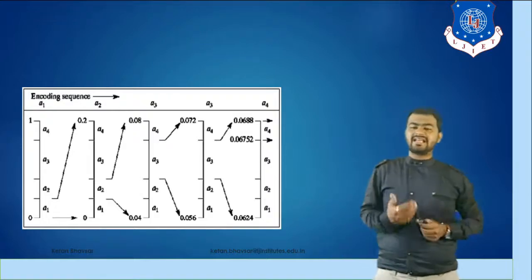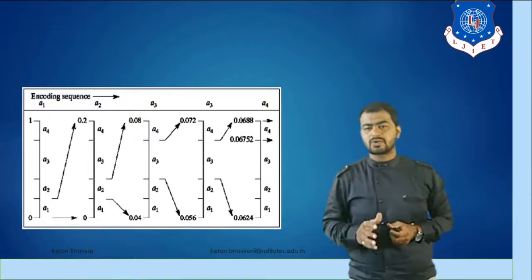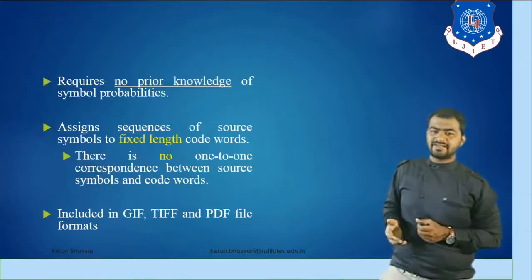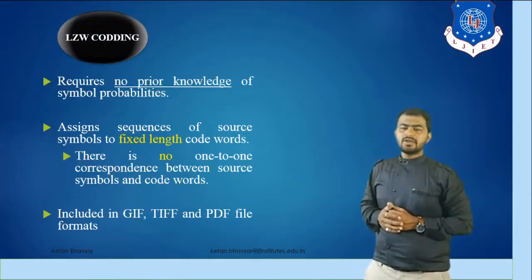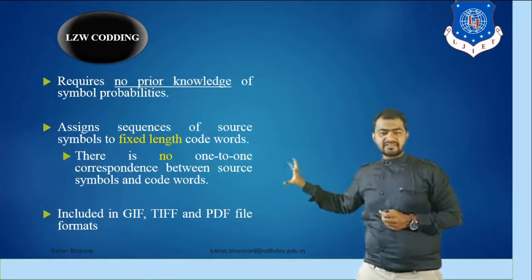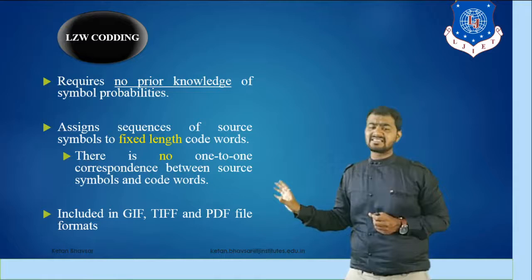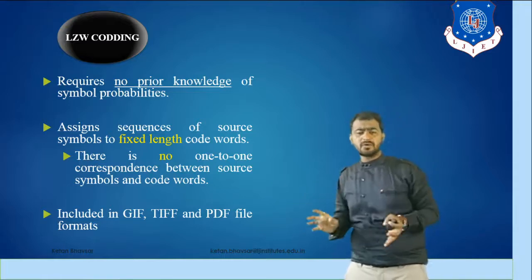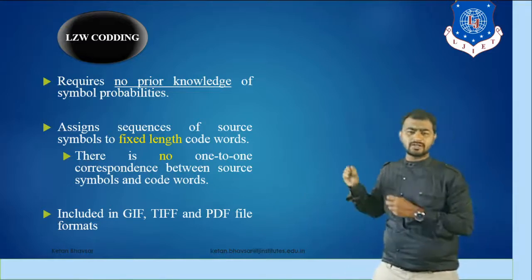Now we go with the next encoding based concept, and it's called LZW. Now as you can see, LZW, how does it work? It basically assigns a fixed length code word. There is no one-to-one correspondence required between source symbols and the code word.